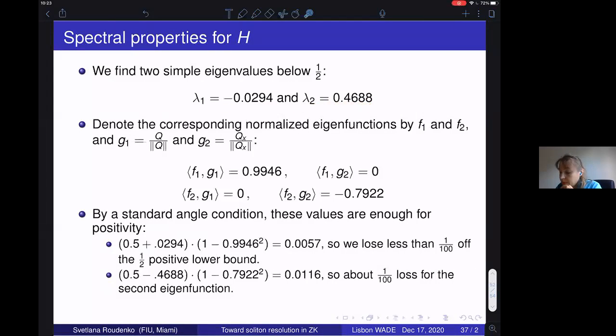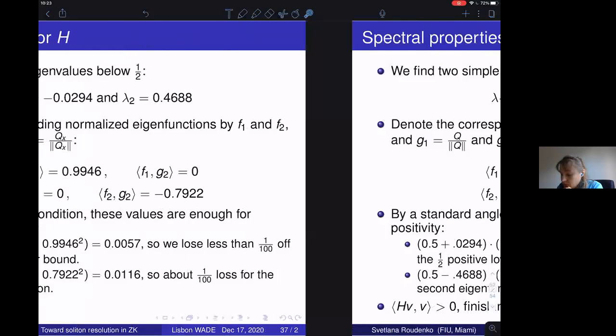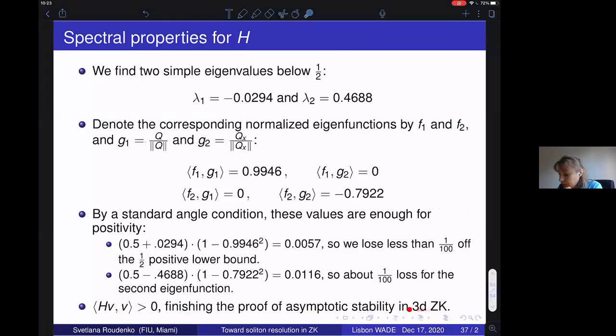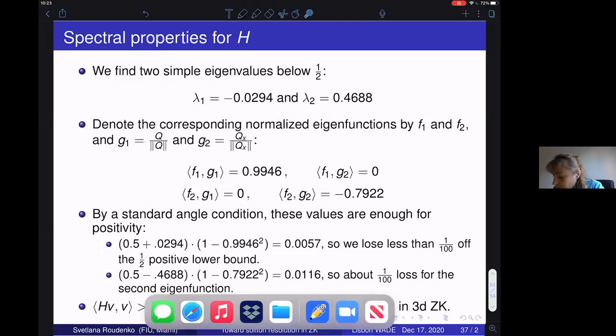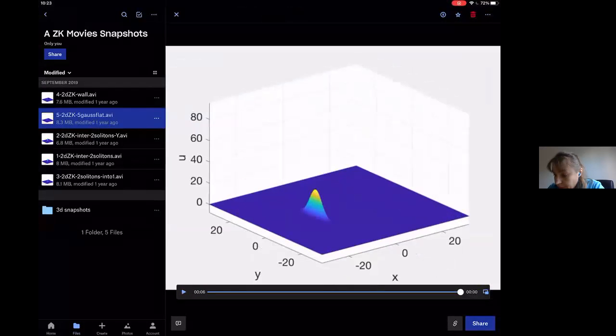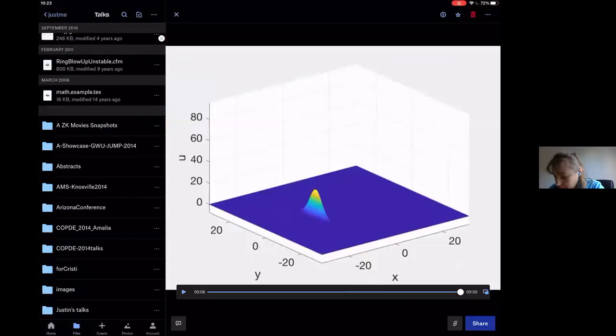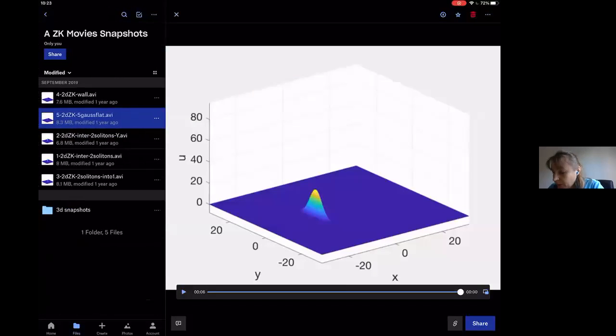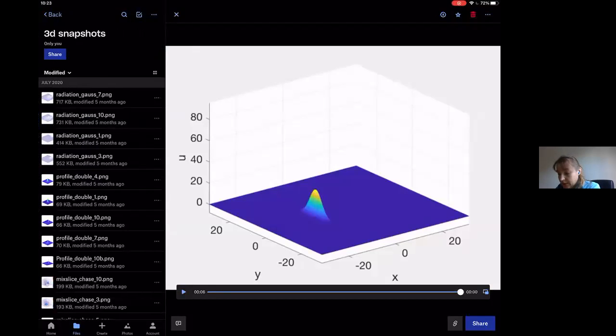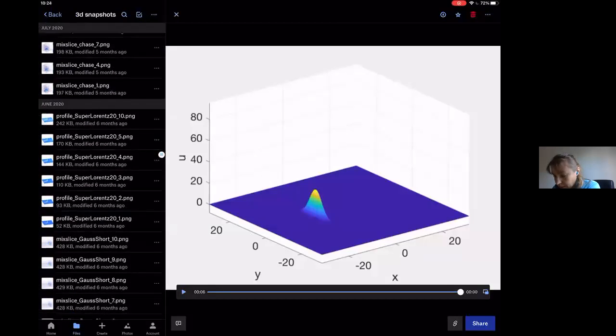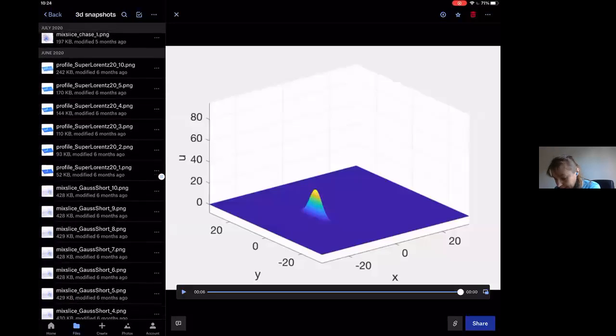So we get this and we show how much we lose in each of the directions. And so the bottom line is that we can show that this will be positive definite, and it will finish the proof of the asymptotic stability. Okay. But before I finish now, I promised a couple of other 3D plots to see how things happen.